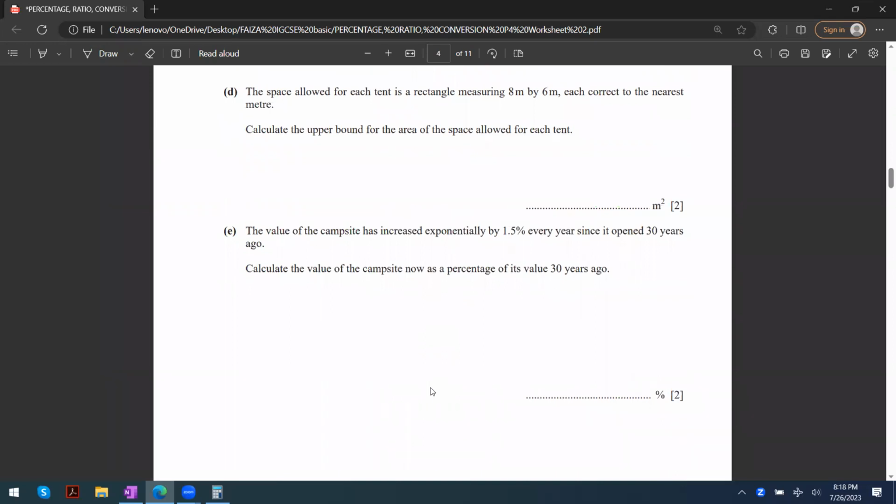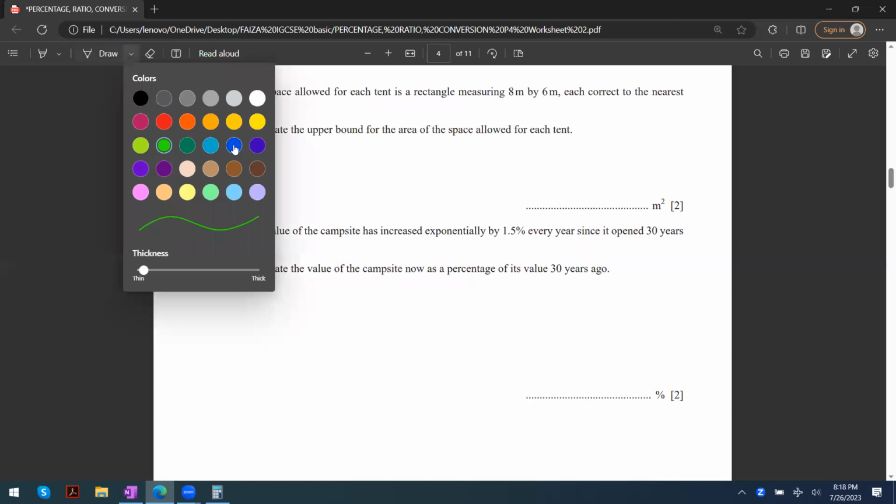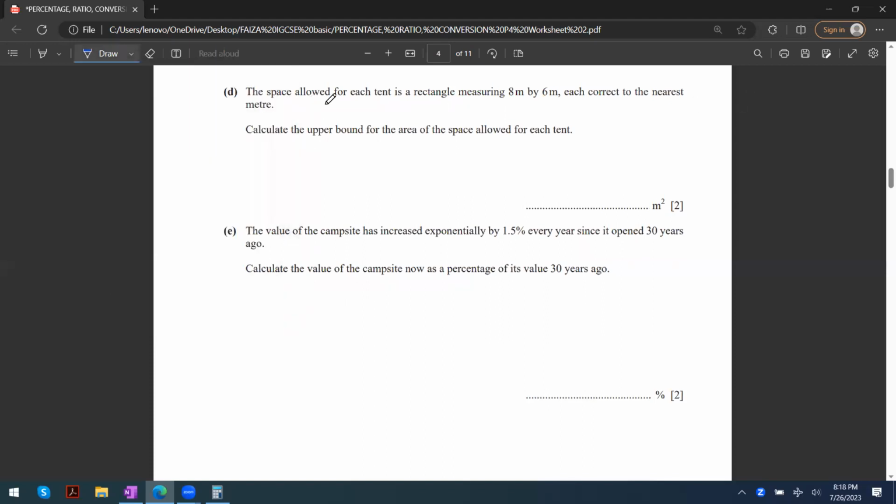Let's do the D part. Bounds. The space allowed for each tent is a rectangle. Okay, let's draw a rectangle here, 8 meter by 6 meter. Correct to the nearest meter. Calculate the upper bound of the area. Area is equal to length times breadth or width.